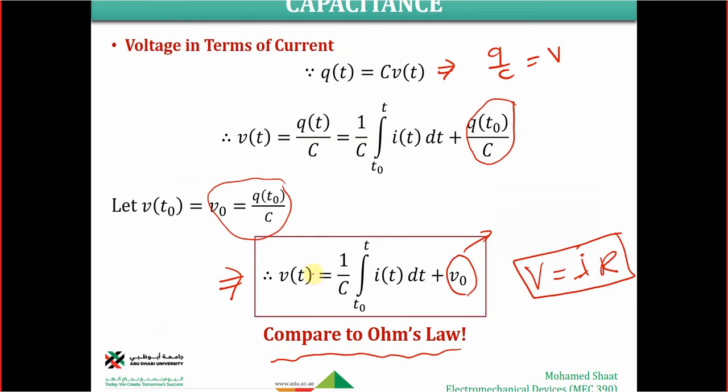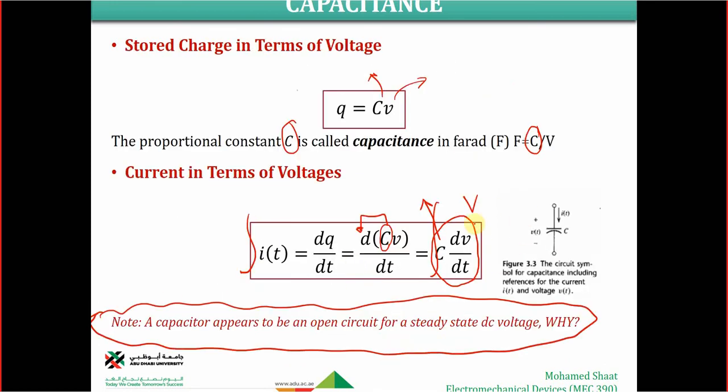For example, how about if this V is constant? Do you remember the DC voltage? What does it mean, DC voltage? It means that we have direct voltage, right? DC voltage means that the voltage of the battery or the source is constant over time. It is not varying over time.